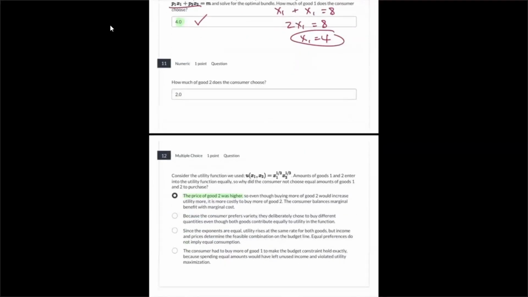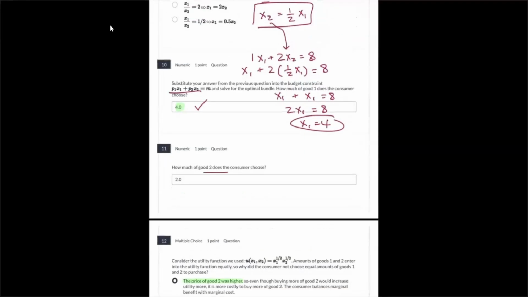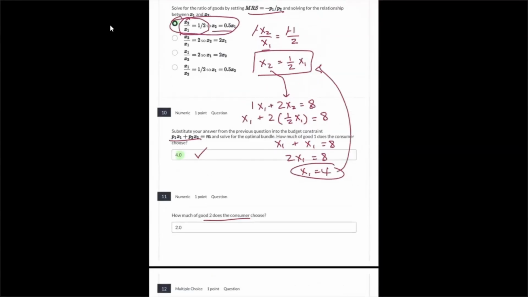And then finally, how much of good 2 does the consumer choose? We can put this x1 equals 4 back into our ratio. x2 equals 1/2 of 4, which is 2.